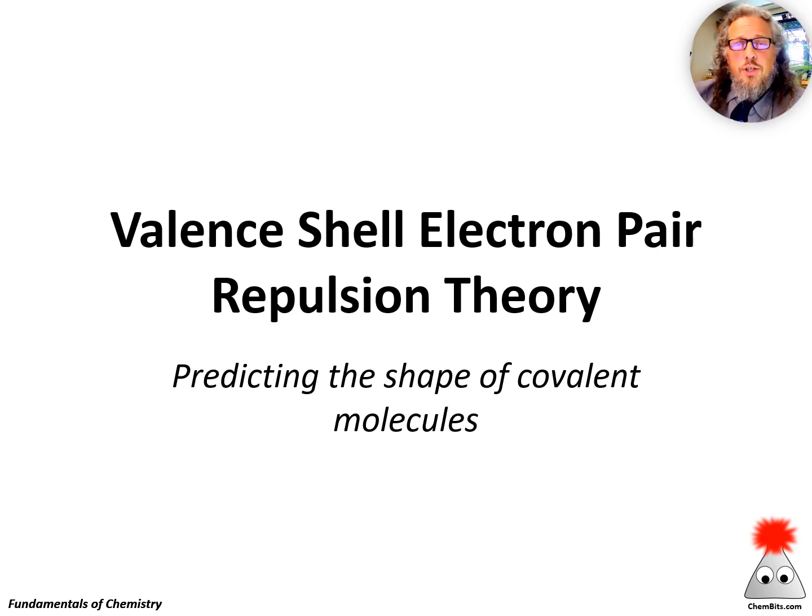We looked at Lewis structures as a way to distribute electrons in a molecule, but Lewis structures don't really give us a good idea of three-dimensional shape. In order to get three-dimensional shape, we need to use something called valence shell electron pair repulsion theory.